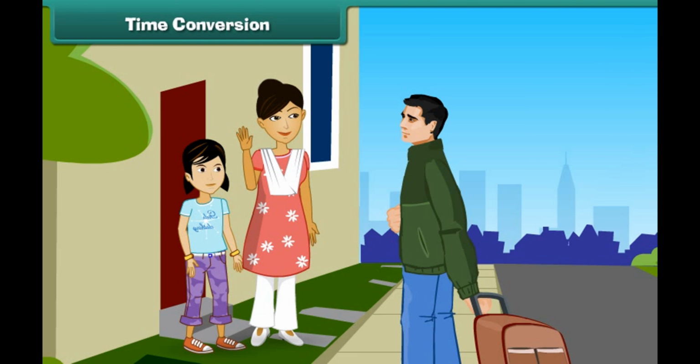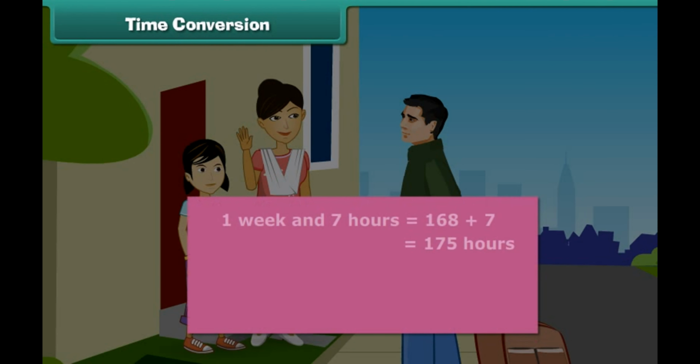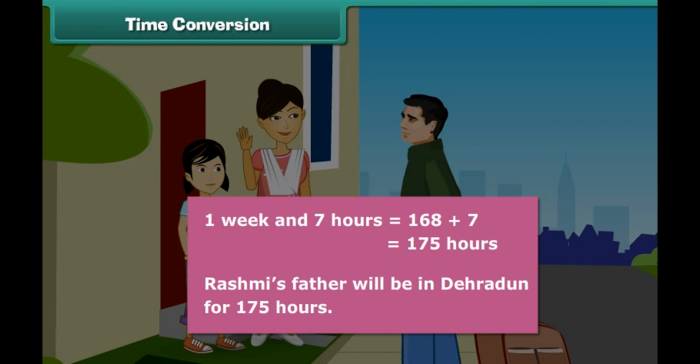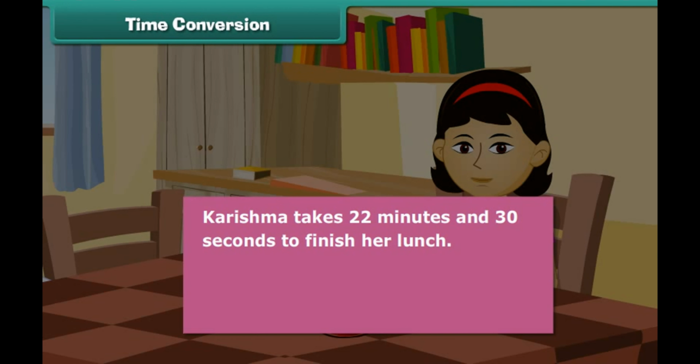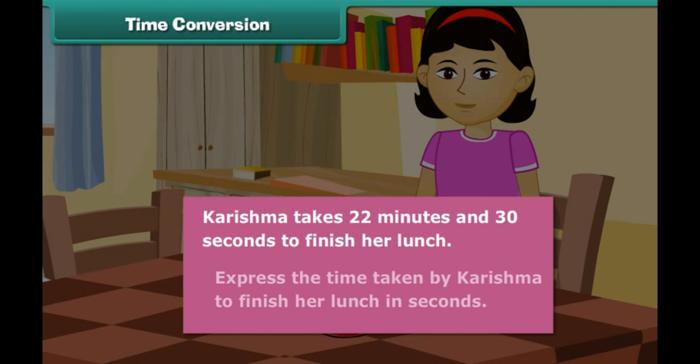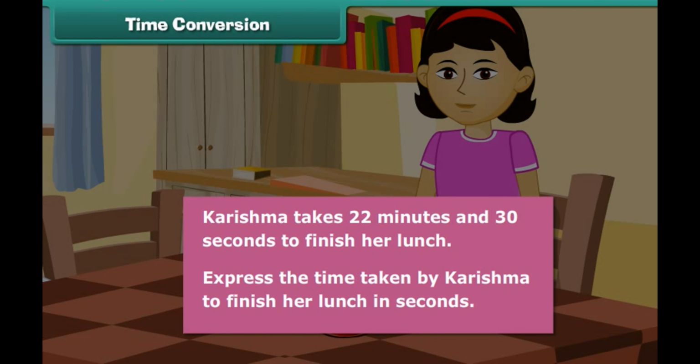7 days is equal to 24 multiplied by 7 is equal to 168 hours. 1 week and 7 hours is equal to 168 plus 7 is equal to 175 hours. Rashmi's father will be in Dehradun for 175 hours. Karishma takes 22 minutes and 30 seconds to finish her lunch. Express the time taken by Karishma to finish her lunch in seconds.